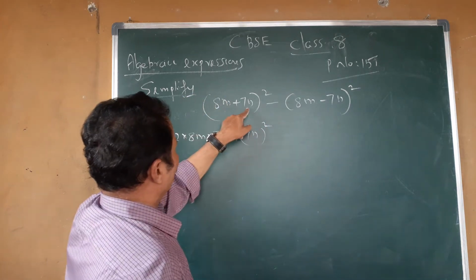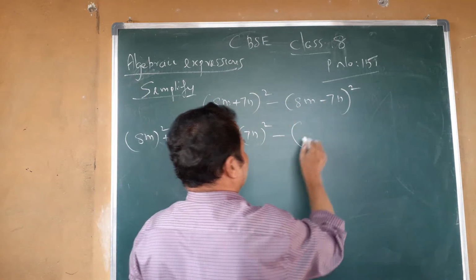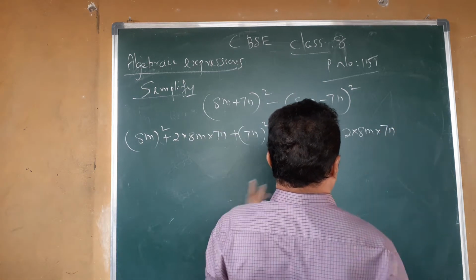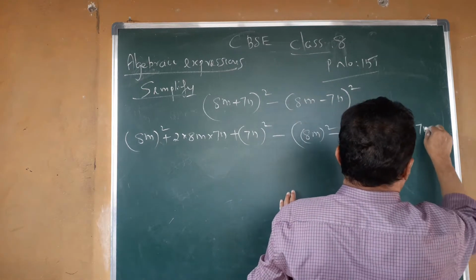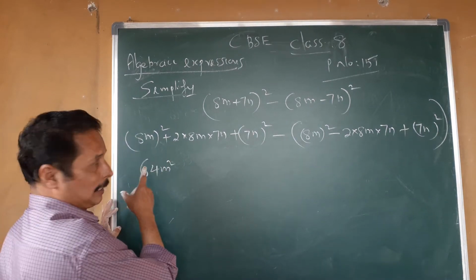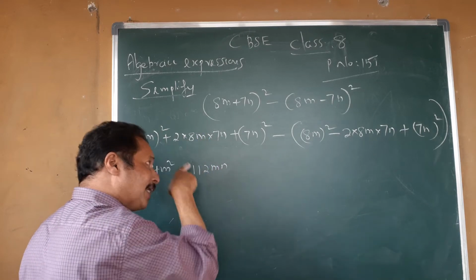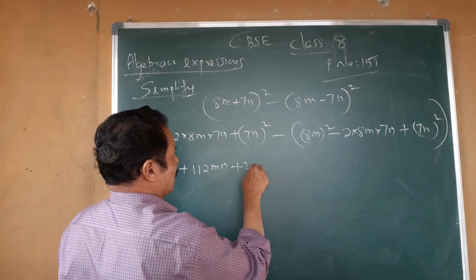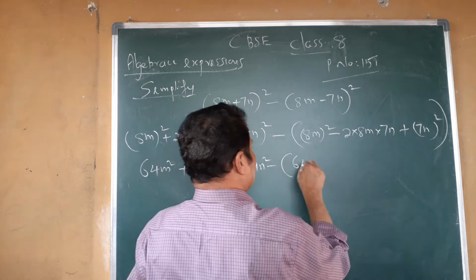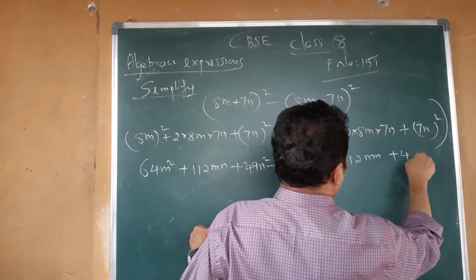a square, 2 into a into b, plus b square minus, that is in bracket because it is negative, that is (8m) whole square minus 2 into 8m into 7n plus (7n) whole square. Are you ready? Now this is 64m square, you remember that, plus 112mn, you multiply 2, 8 and 7, you get 112, plus 7 square 49n square, minus, bracket is not removed: 64m square minus 112mn plus 49n square.